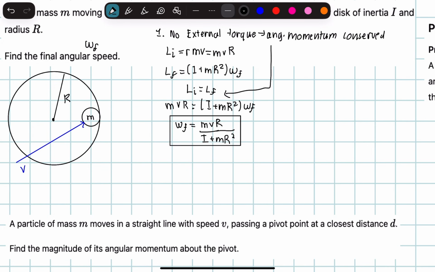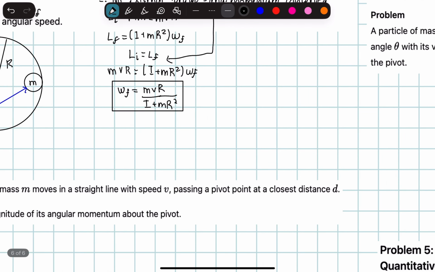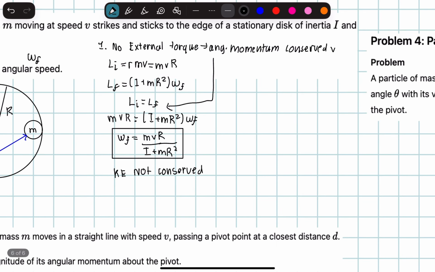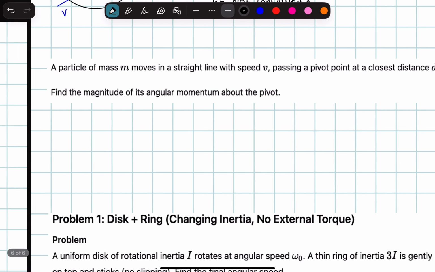So what we can take away from this is that kinetic energy was not conserved, but we saw that angular momentum is conserved. Now, let's move on.